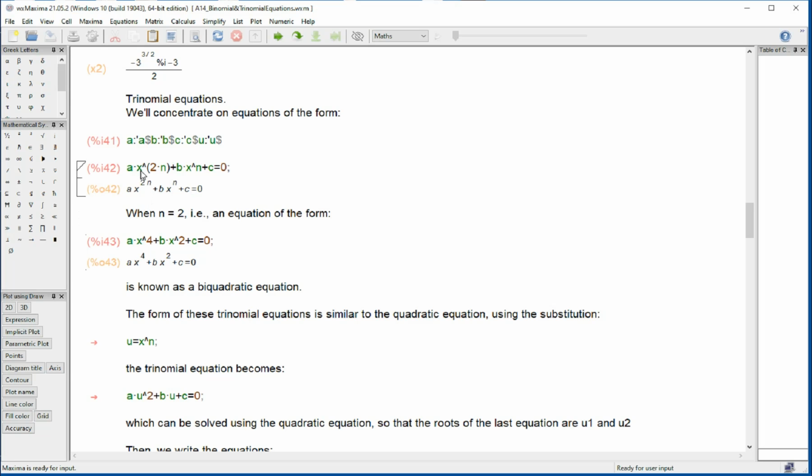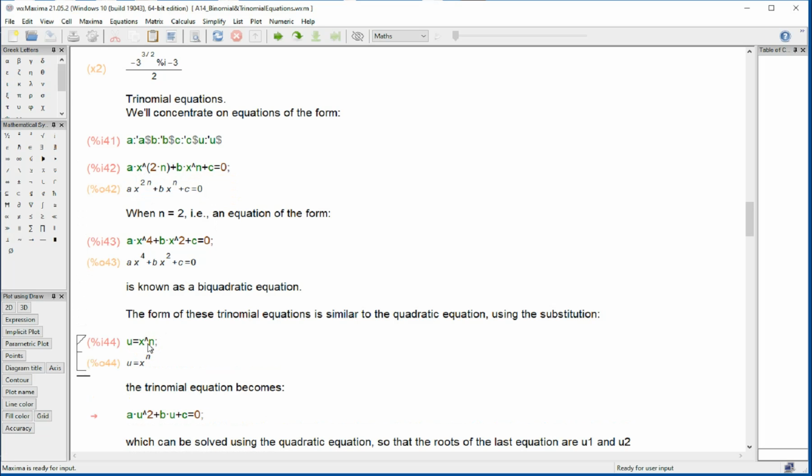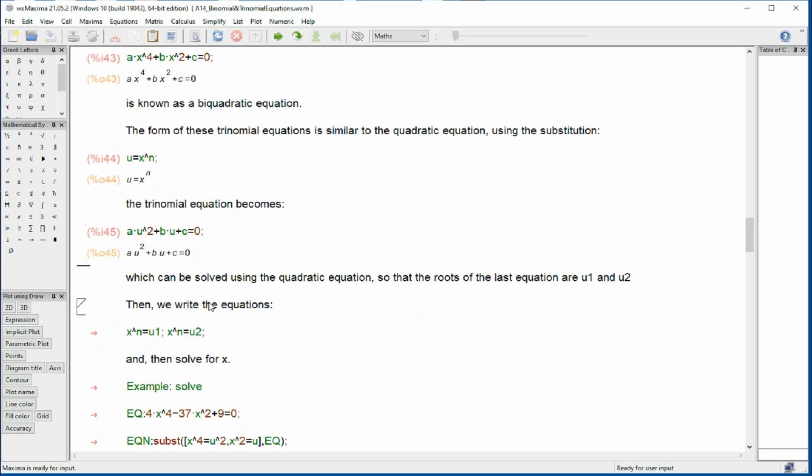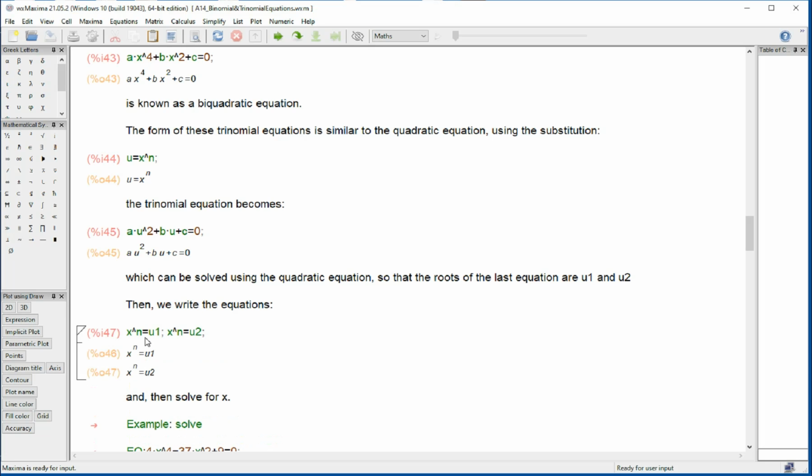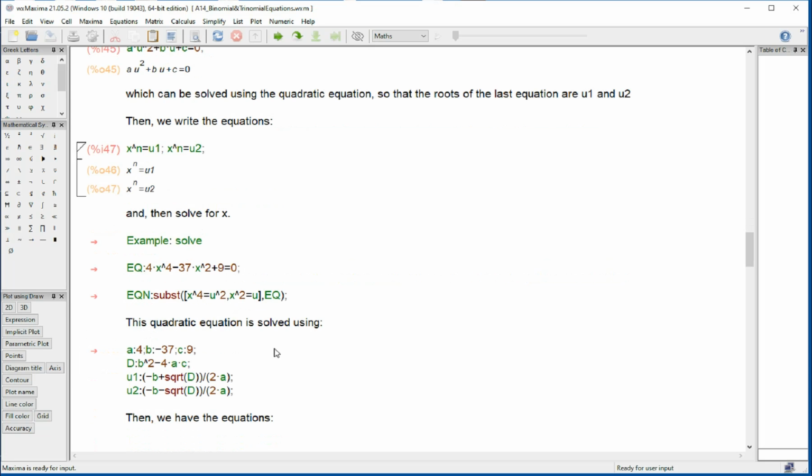Now, going back to this generic equation, if we make a replacement u equal x to the n, then this equation becomes a u squared plus b u plus c, a quadratic equation. We know the solution of that quadratic equation, and then what we have to do is bring back the u and make x to the n equal u1, x to the n equal u2, and solve for the values of x from those equations.